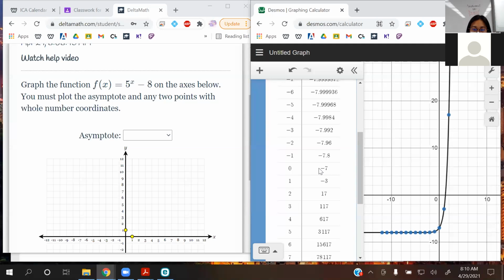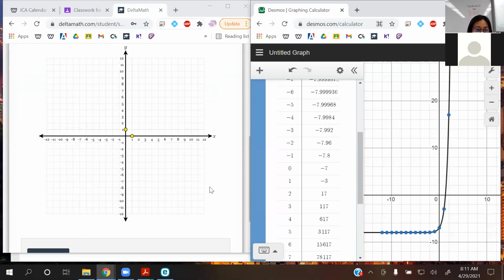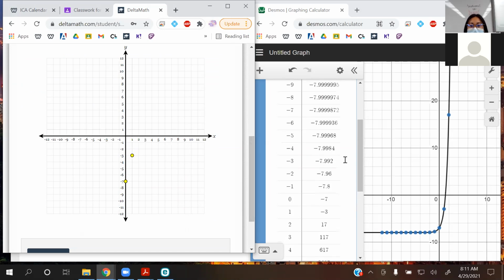Okay. So obviously we don't have to be graphing this number where it's completely gigantic, but let's find some nice whole numbers like 0 and negative 7 and 1 and negative 3. So I'm going to plot those. So 0, negative 7, and 1, negative 3. Those are nice numbers.